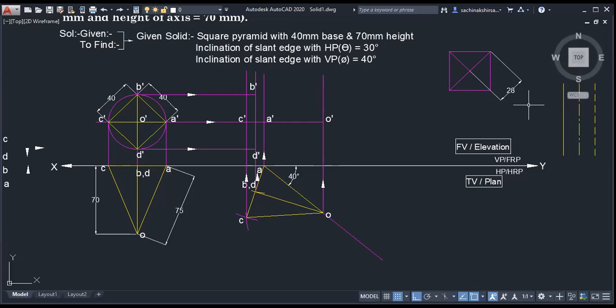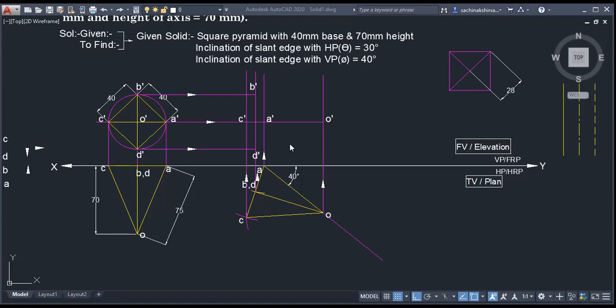Have you located? Yes, sir. Now our task is only to join these points, nothing else. Have you located all the points? How many points you got in front view, in second stage of front view? 5 points: A, B, C, D and O.